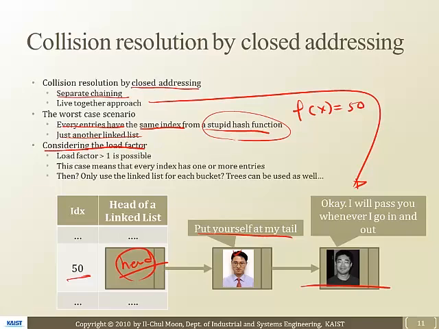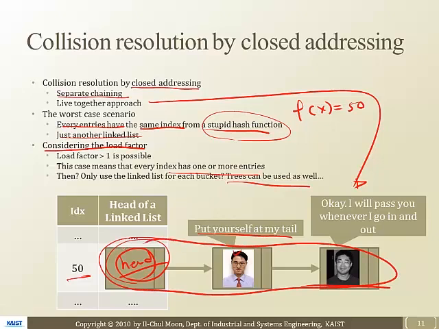If the load factor is above 1, is it possible? Yes, actually, it is possible, because we are chaining so long, so the load factor can be bigger. It means that every index has one or more entries, because of chaining. Then it only uses the linked list for each bucket. Actually, trees can be utilized. So we can put a binary search tree root here, and then we can add further, so that we can resolve the complexity of this side.